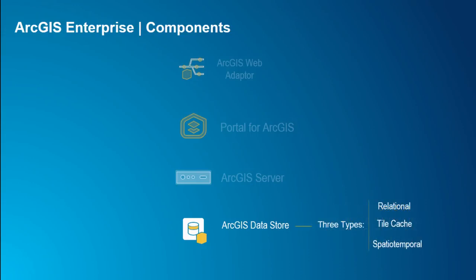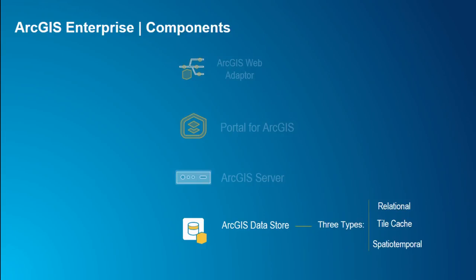Now, the ArcGIS Data Store does come in 3 different types: the relational, the tile cache, and the spatiotemporal. The relational data store is used for storing your hosted data. The data that John used in his demo was stored in that relational data store. It can also store any output from analysis tools that are done.